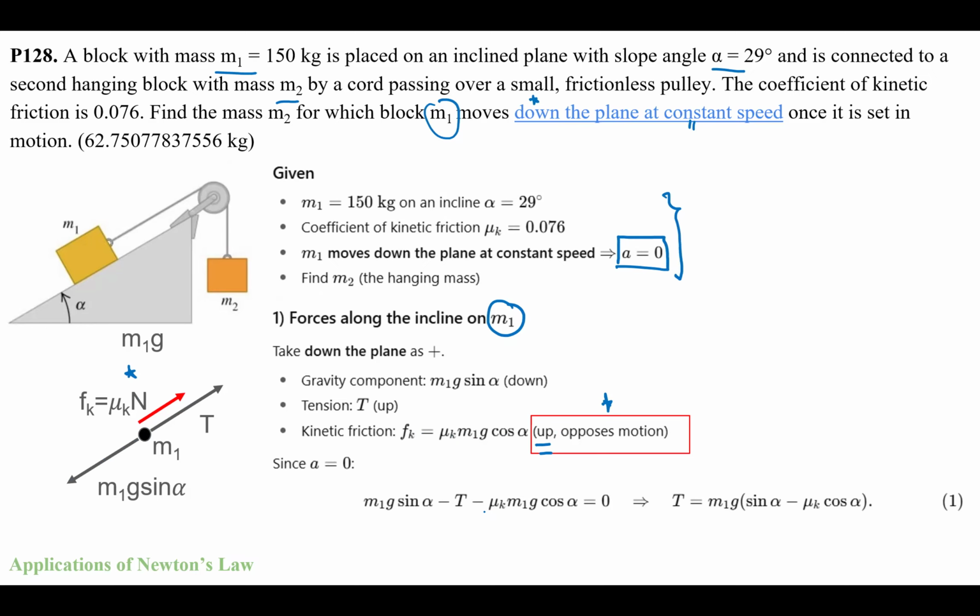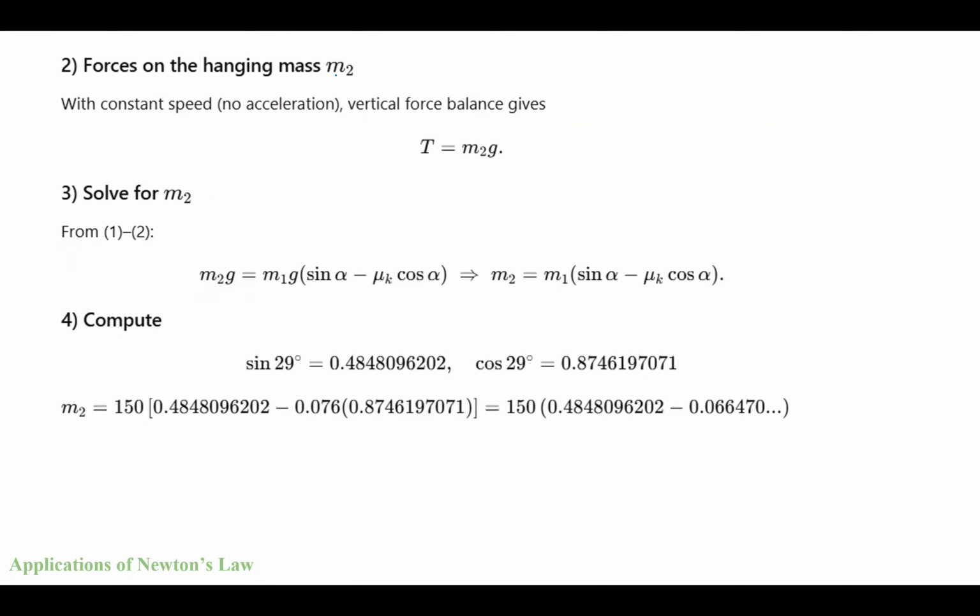So we have a different sign, right? M1G minus T minus this one. If that is the plus direction, then both friction and tension are minus. That's the big difference. And then from this, you get the tension. And then for mass 2, we apply no acceleration: T minus M2G equals M2 times A, which is 0, so that we get this one. So we have two equations for the T, and they should be equal. And then we get M2.